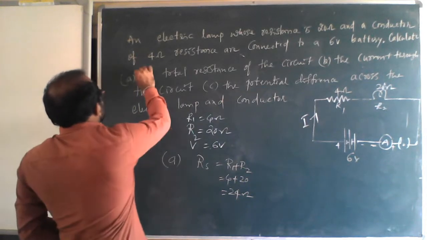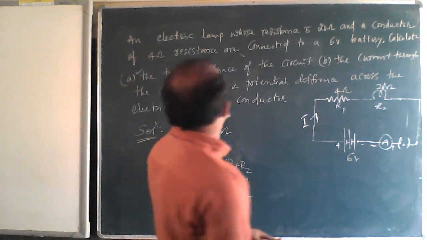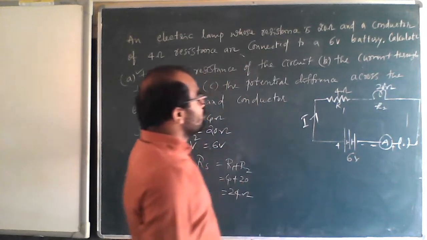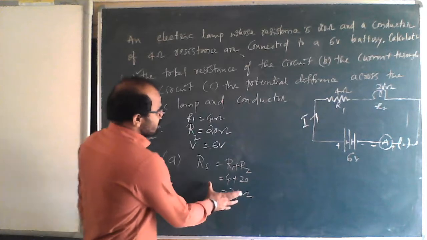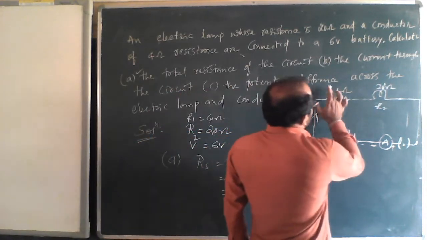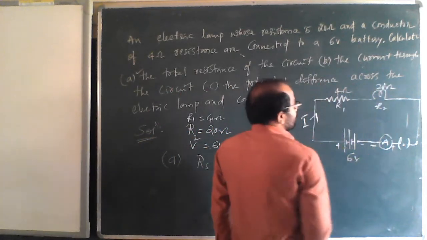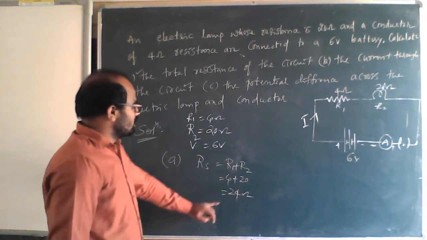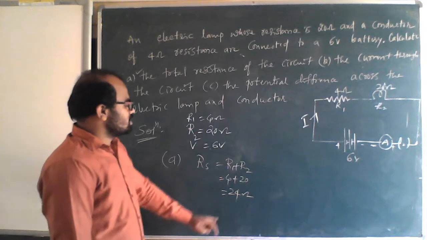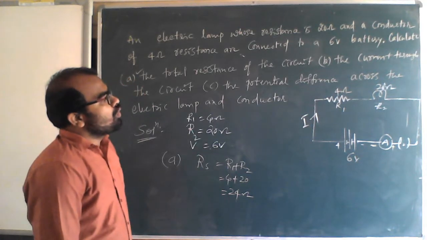See the second question: the current through the circuit. We need to find out the current through the circuit. We have got the total resistance. To find the current through the circuit, we have to consider the total resistance. So Rs is equal to 24 ohm.